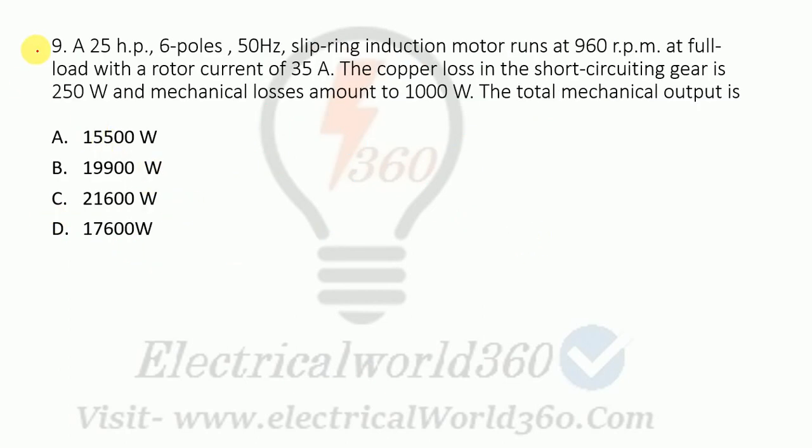This is the question number 9. A 25 horsepower 6 poles 50 Hz slip ring induction motor runs at 960 rpm at full load with a rotor current of 35 ampere. The copper loss in the short circuiting gear is 250 watt and the mechanical losses amount is 1000 watt. The total mechanical output will be what?